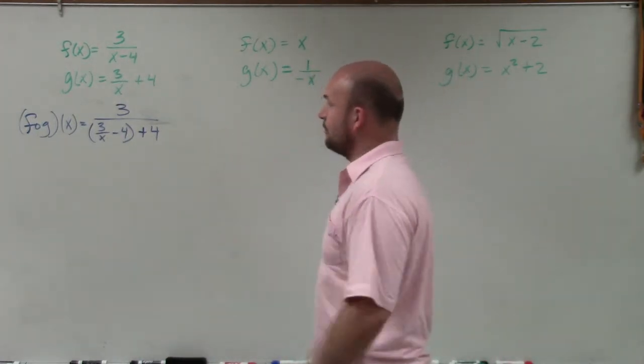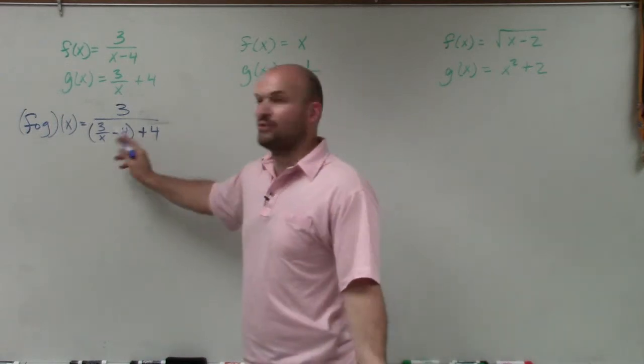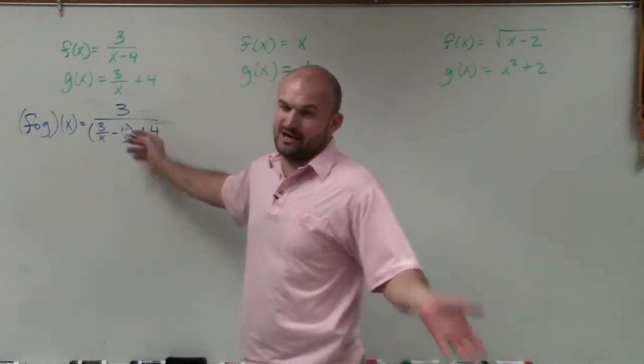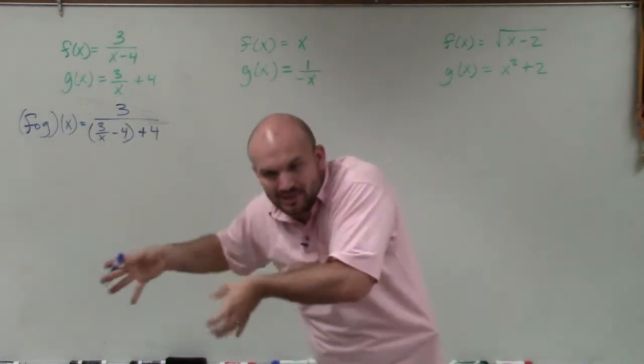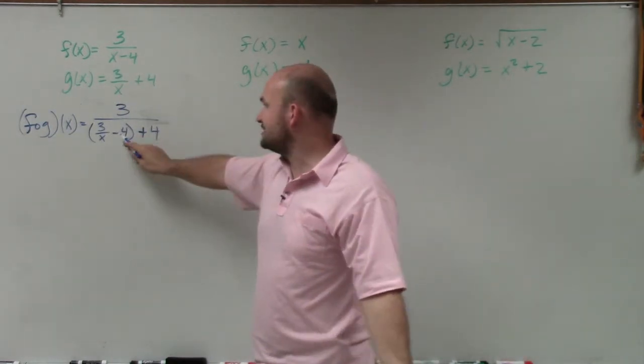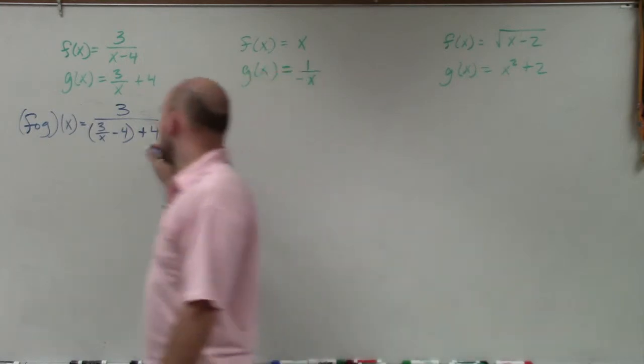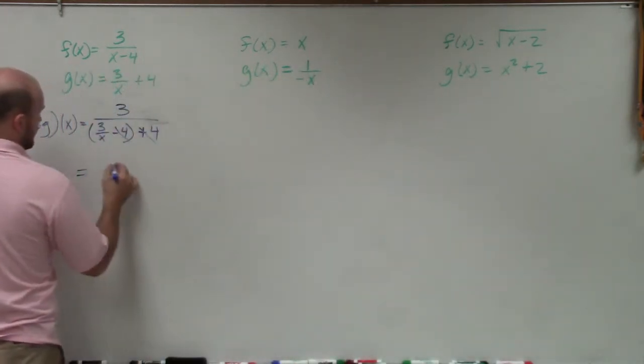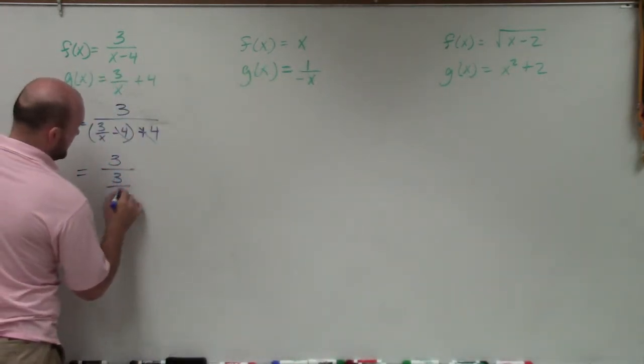So basically, ladies and gentlemen, we really don't need brackets around this anymore. I just showed the brackets to show that I'm plugging this function into the other function. And you can see that now negative 4 plus 4 is just going to add to 0. So therefore, I'm left with 3 divided by 3 over x.